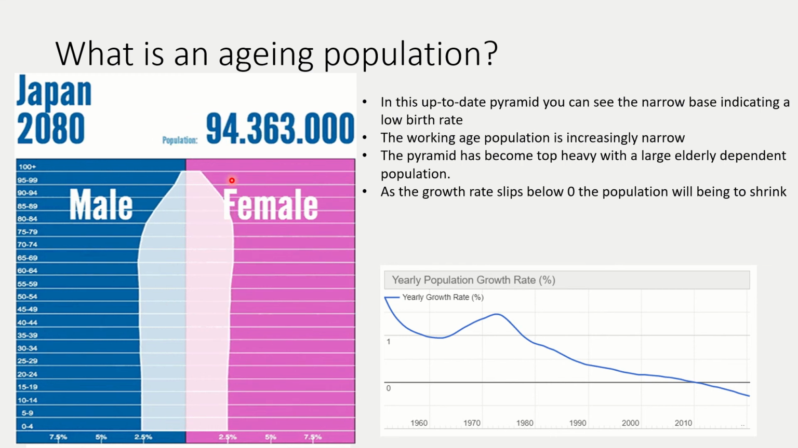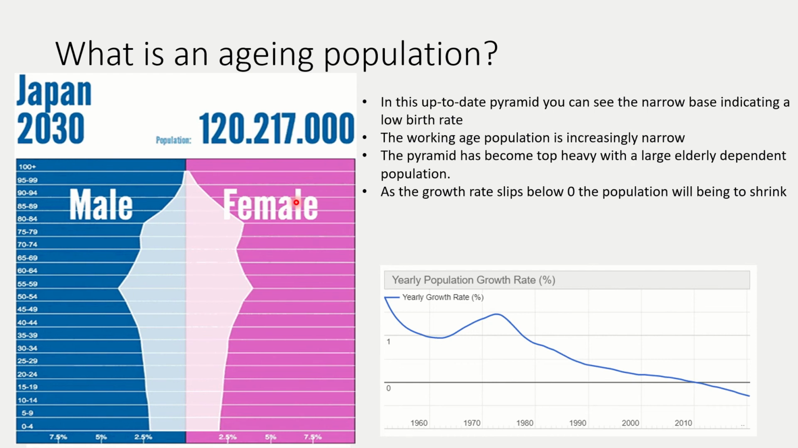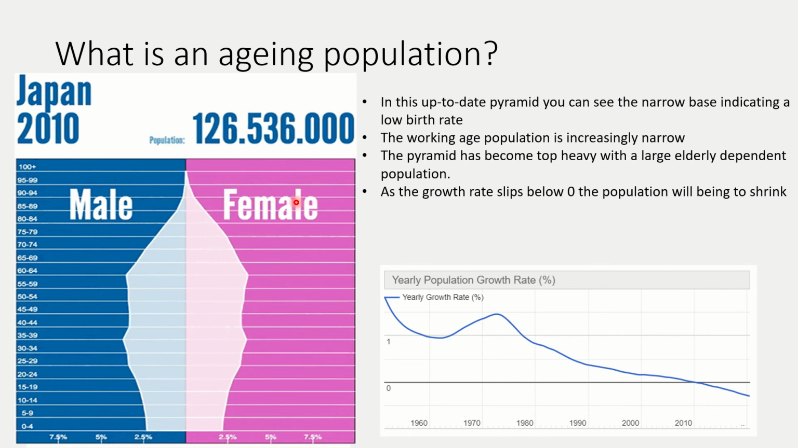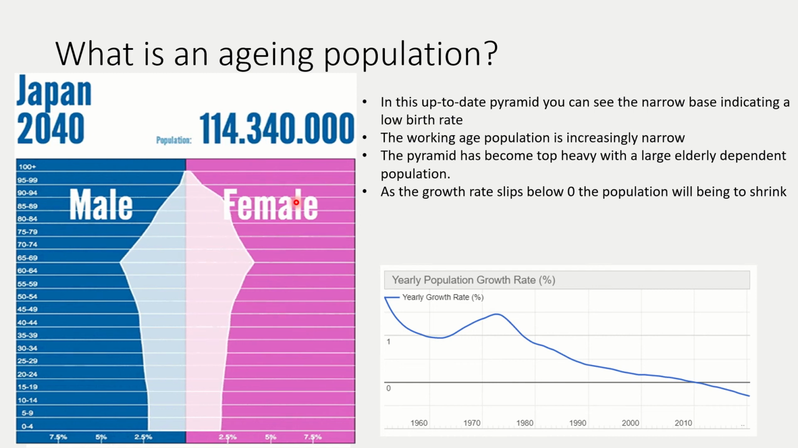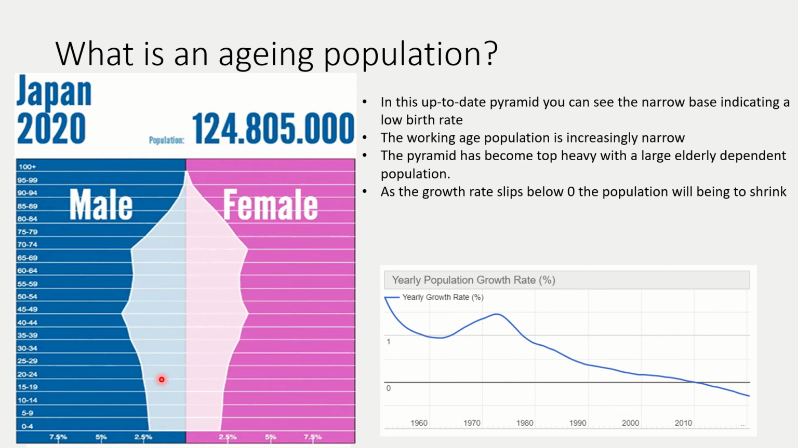And you can see on this graphic here that from 2000 through to the end of the century, we can predict what's going to happen to the population in Japan. And you can see, generally speaking, the bottom of the pyramid gets narrower and narrower, and the top of the pyramid gets wider and wider.